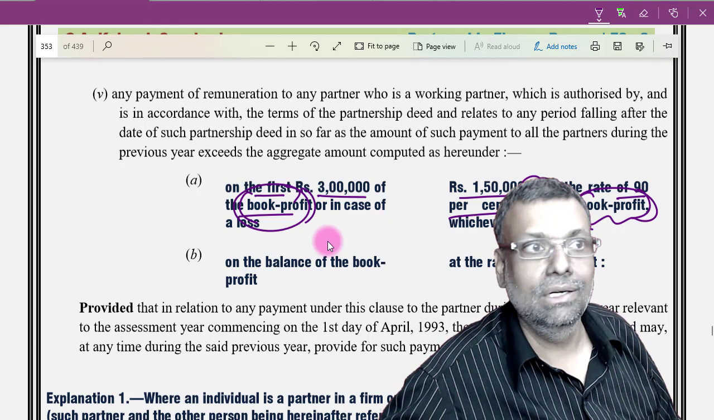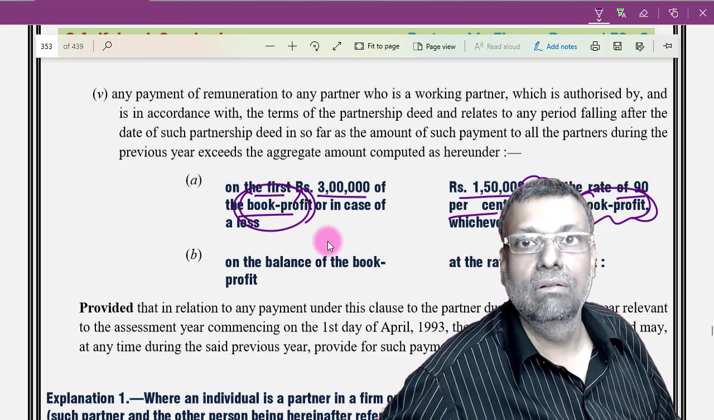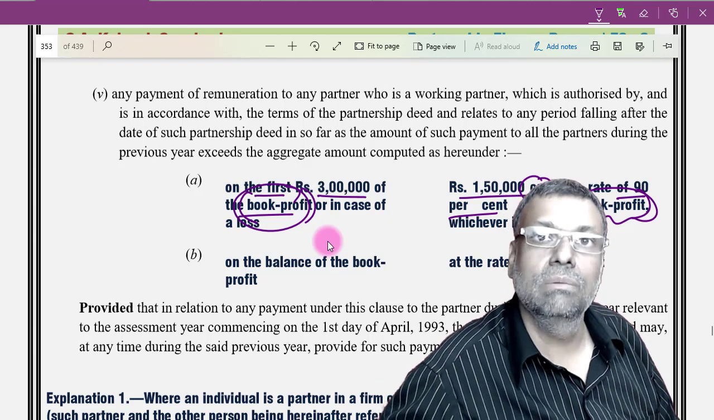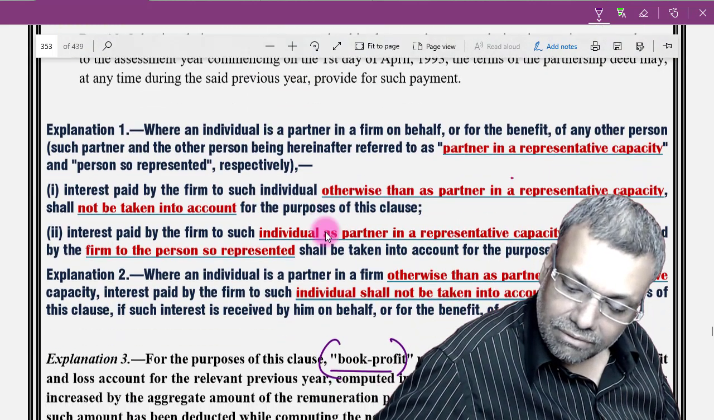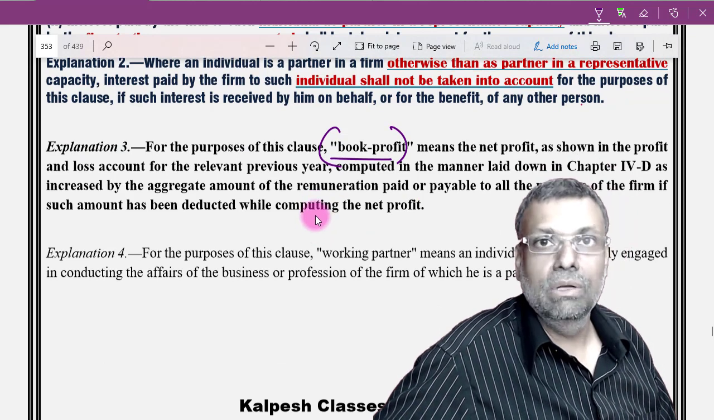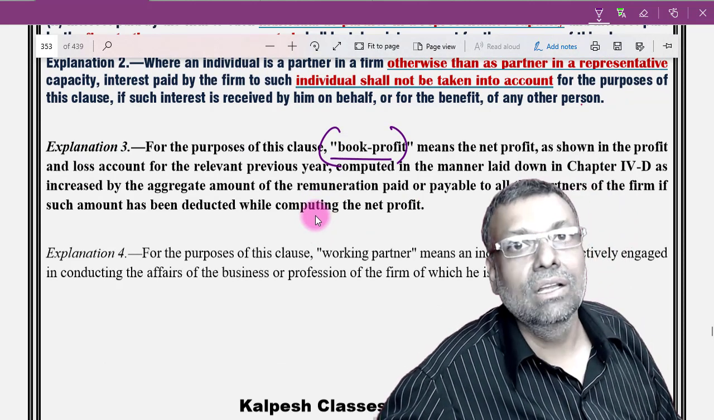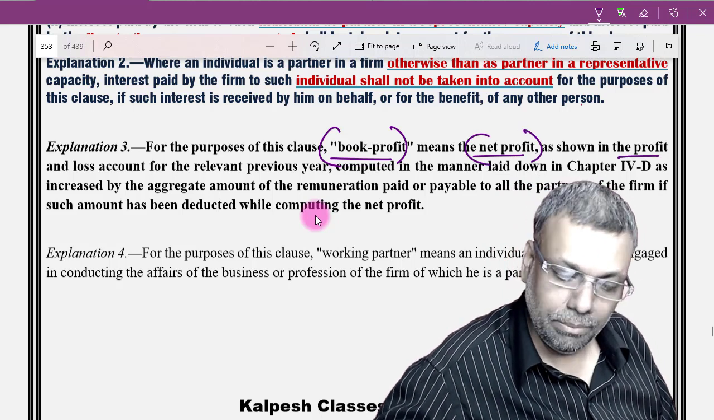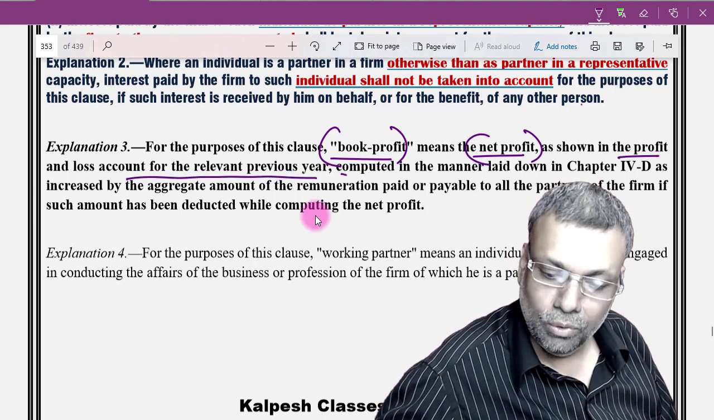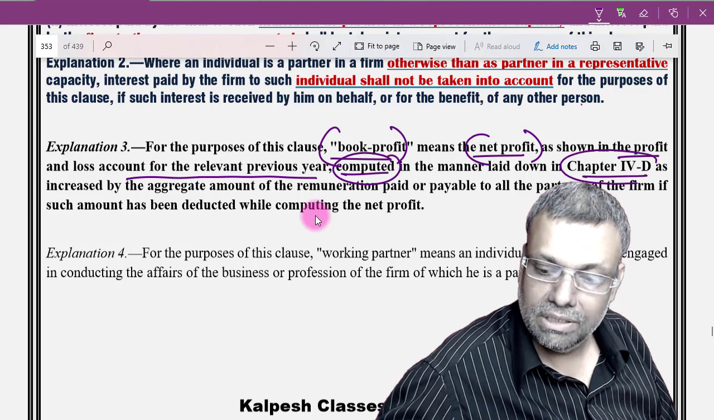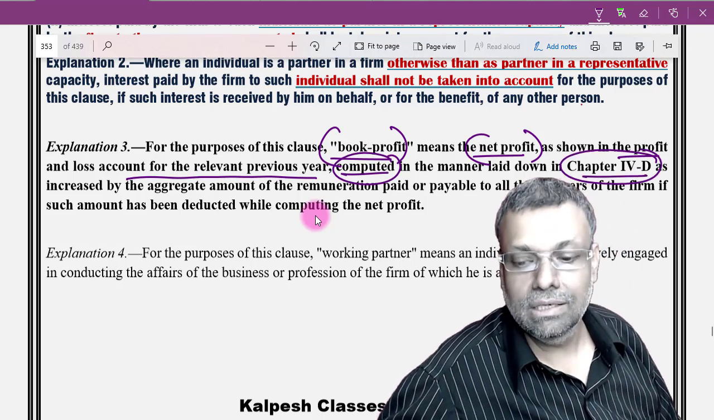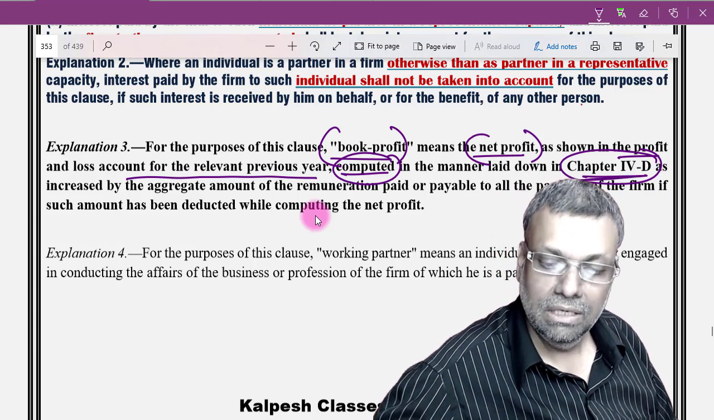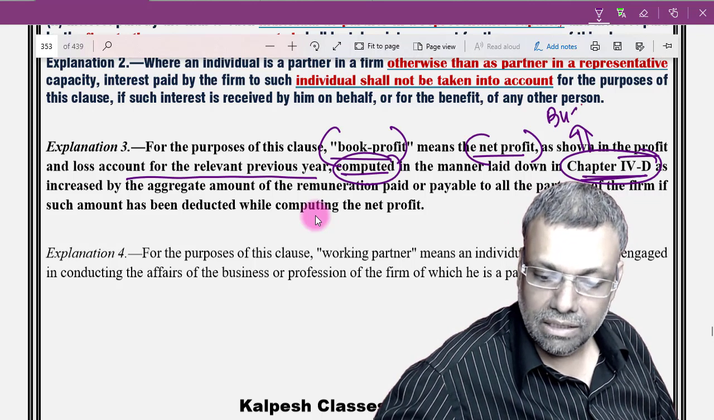Book profit is already explained to you. It is an income tax profit, our business income profit as per the computation methodology of business income. That is fair enough. But now let's do a little technical understanding of book profit. Book profit means the net profit as shown in the profit and loss account of the relevant previous year, computed in the manner provided as per the provisions of this chapter, and this chapter is none other than your business income chapter.